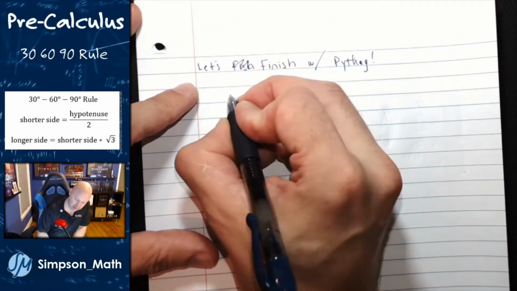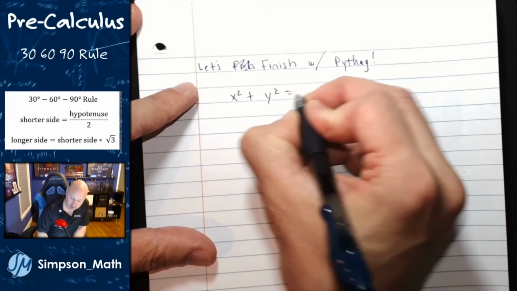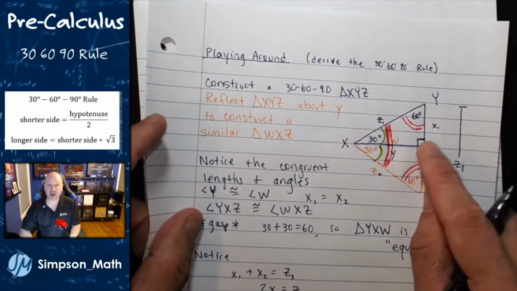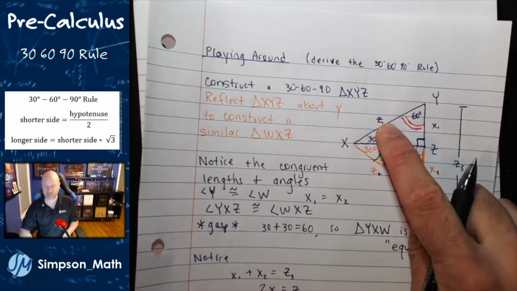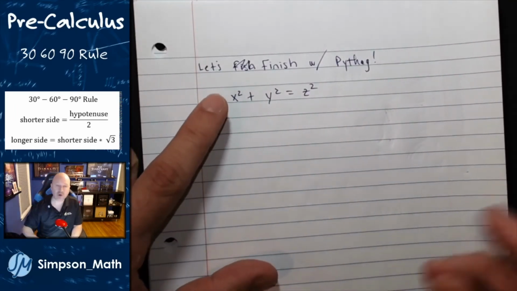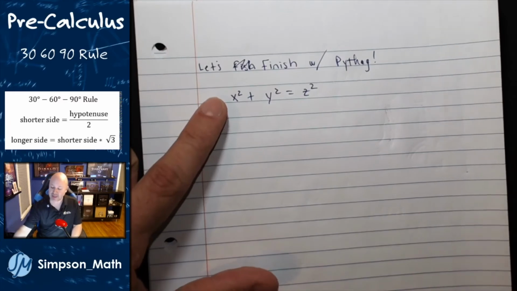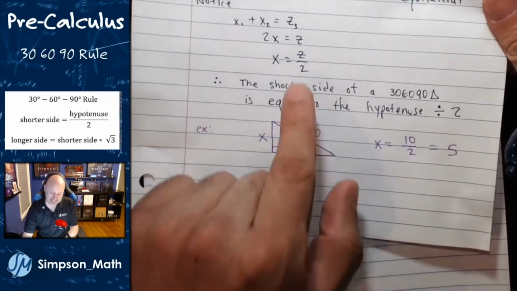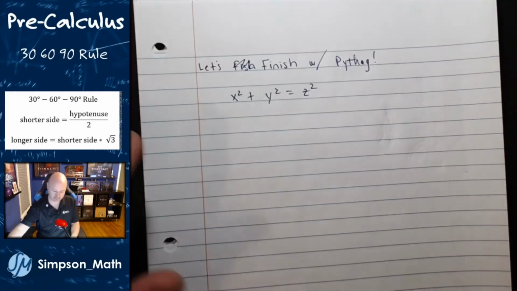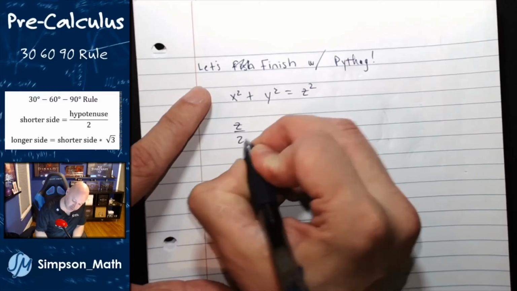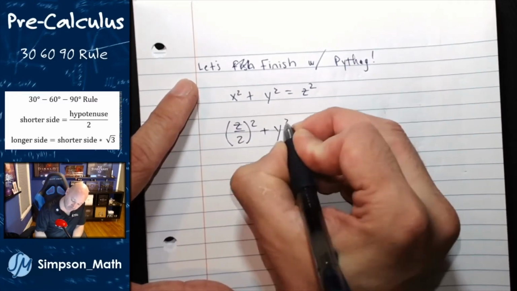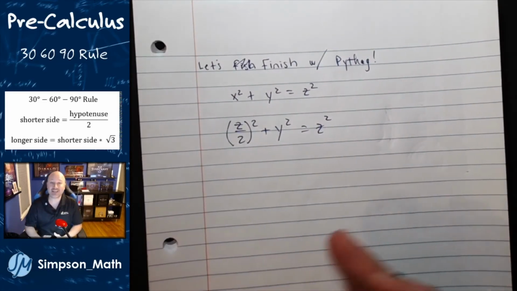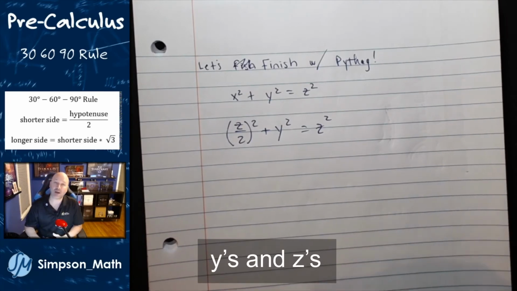So Pythag says x squared plus y squared equals z squared, where in my example, x and y are side lengths and z is the hypotenuse. But we know what x is. We just said x, the side length opposite the smaller angle, is going to be z over 2. I'm going to make that substitution. X can be rewritten as z over 2. Okay, now I have an equation with only y's and z's. I think I'll solve this equation for y.